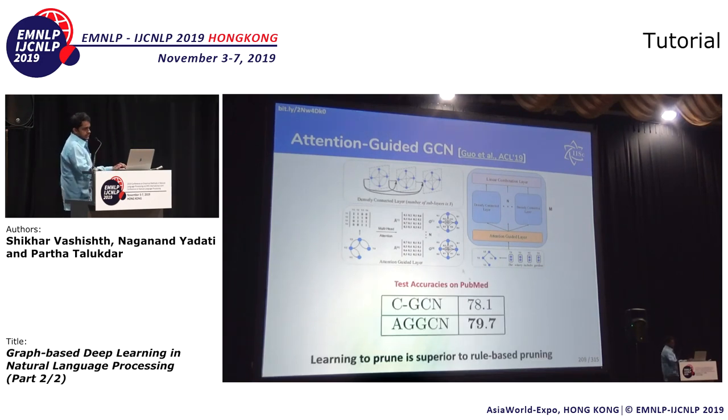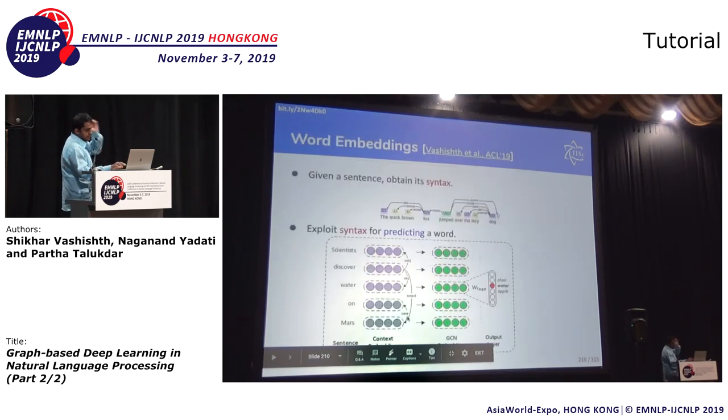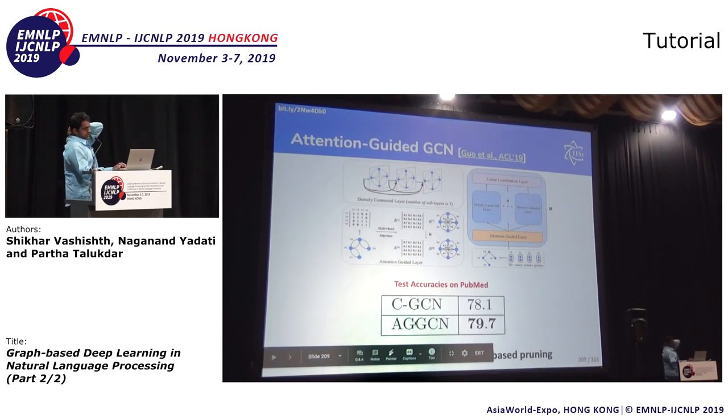And then, as we can see in this table, the previous state of the art, so this is the EMNLP 18 paper, actually uses a rule-based mechanism. So they show that learning to prune, so AGGCN is attention-guided GCN, outperforms rule-based pruning, right?